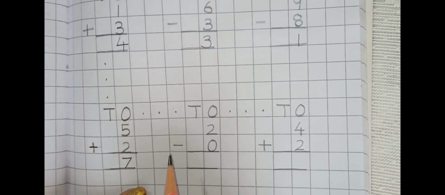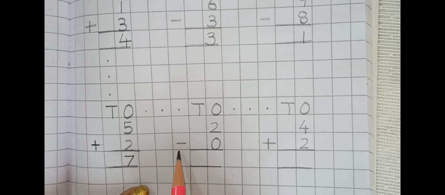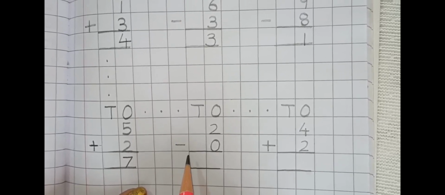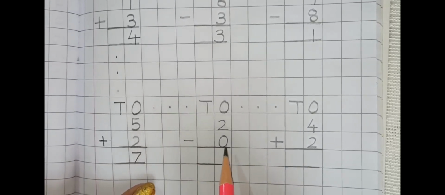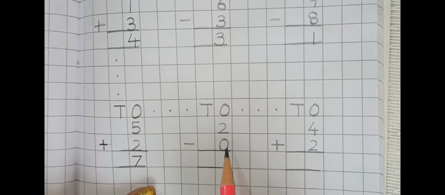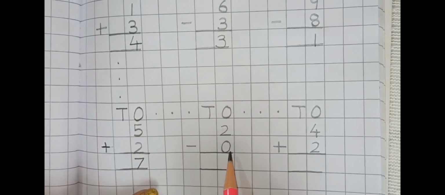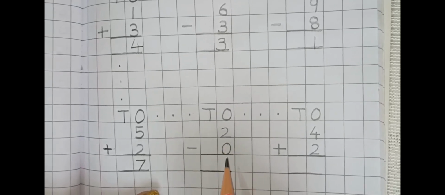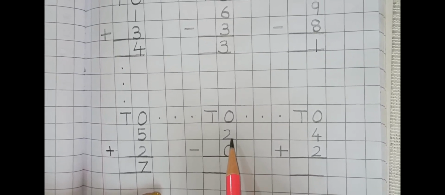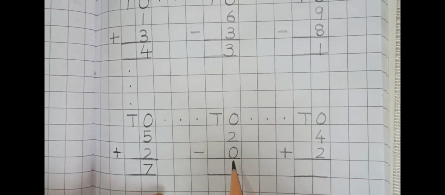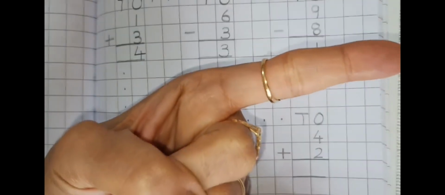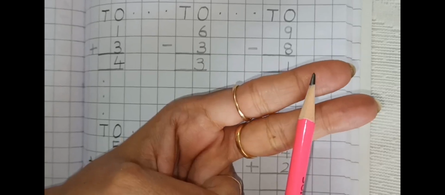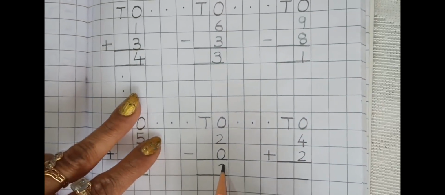Now next sum. This is the sign of subtraction. In subtraction sums, we always keep the smaller number in our head. Which is the smaller number? It is 0. We have to keep 0 in our head and count till the bigger number, which is 2. So we'll keep 0 in our head and count till 2. So 0 in our head. After 0, 1, 2. How many fingers are there? 1, 2. So the answer is 2.